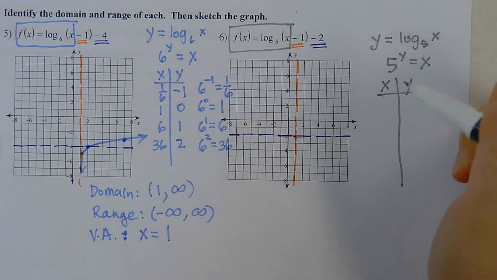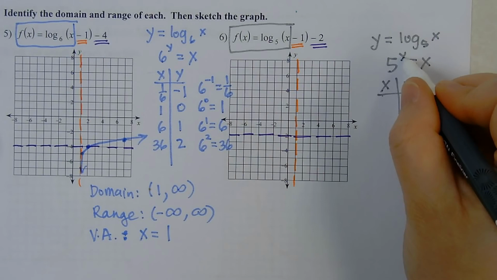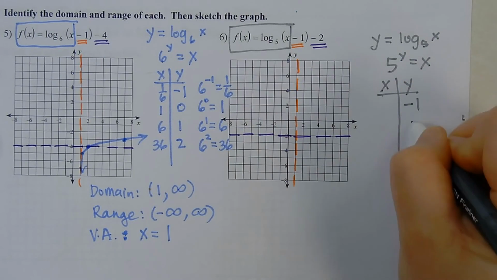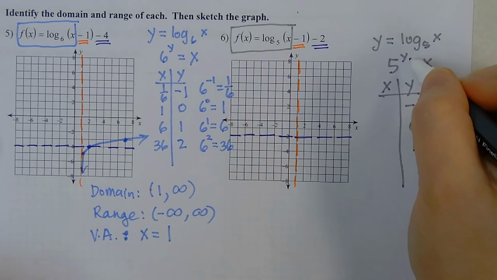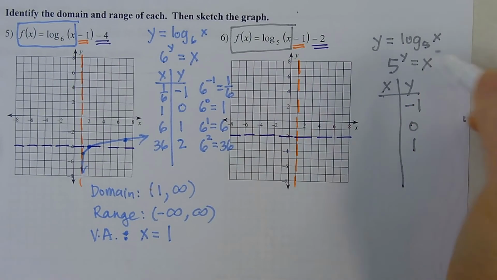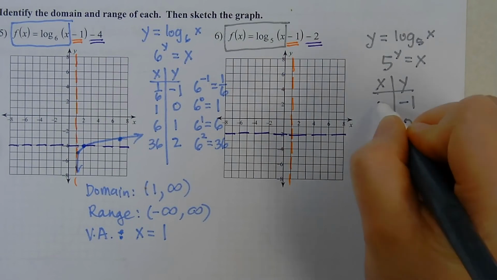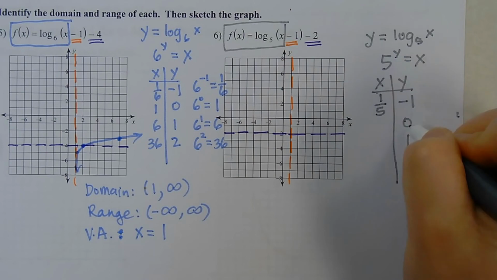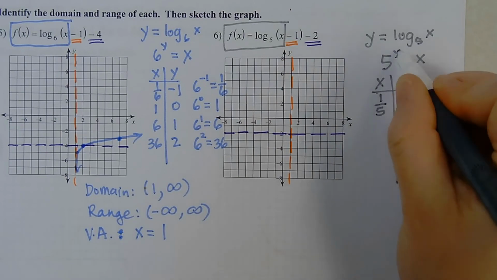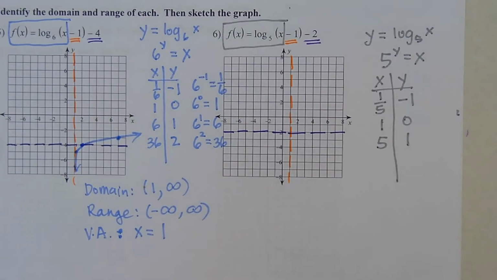All right, again, we're going to choose our y's. I'm not going to go very large on this one, just -1, 0, and 1. Remember, because if it's to the second power, 5 to the second power is 25. Can't graph that. No point. So then 5 to the -1 is going to be 1 over 5. And if y is equal to 0, that's going to be 5 to the 0, which is just 1. And 5 to the 1 power is 5.